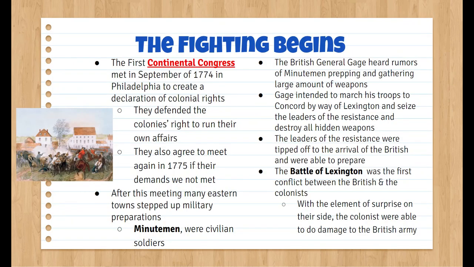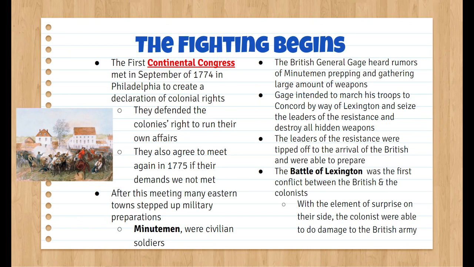The fighting begins. The First Continental Congress met in September of 1774 in Philadelphia to create a Declaration of Colonial Rights. They defended the colonies' rights to run their own affairs. They also agreed to meet again in 1775 if their demands were not met. After this meeting, many eastern towns stepped up military preparations. Minutemen were civilian soldiers, so these were colonists that began to join the fight. Sometimes they're also referred to as militia members.